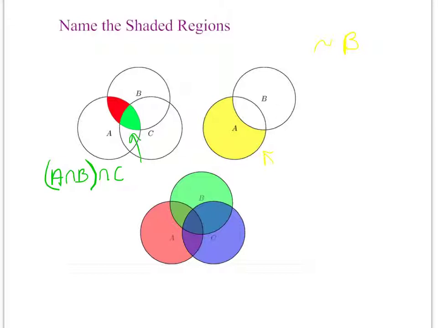Now try the red one there. For that red one, I think I'd say A intersect B, not C. Actually, I should say intersect, not C, sorry. Let me erase that.